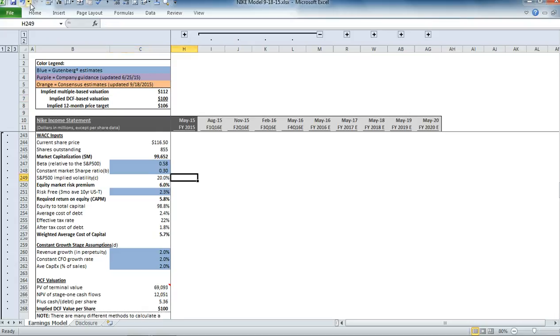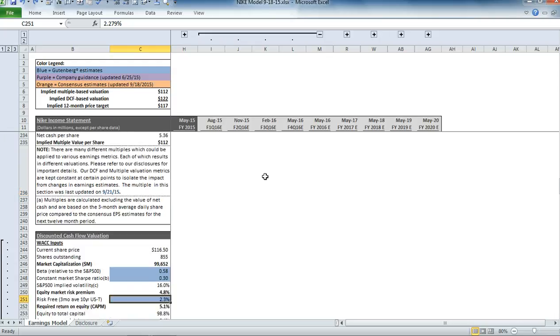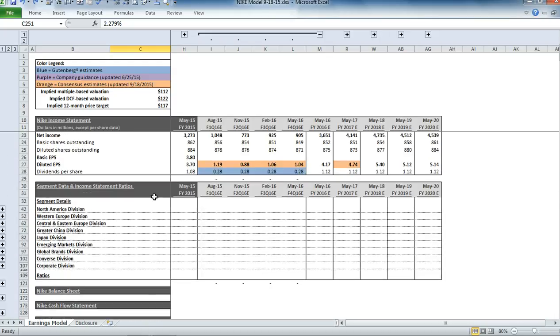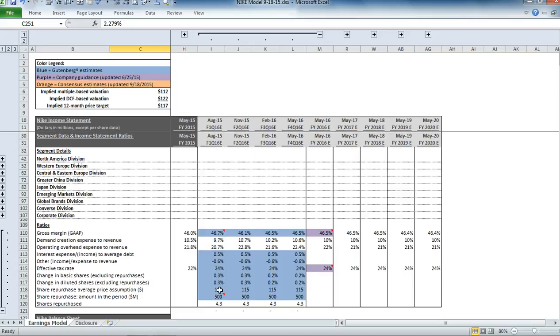You could also change interest rates. You could change a number of things. You could change what the repurchase price is on the shares. So maybe you think that they won't be able to buy, or maybe you think all $2 billion will come in next quarter. You could do that and see what the impact on the valuation would be. There's a number of assumptions that you could change here.